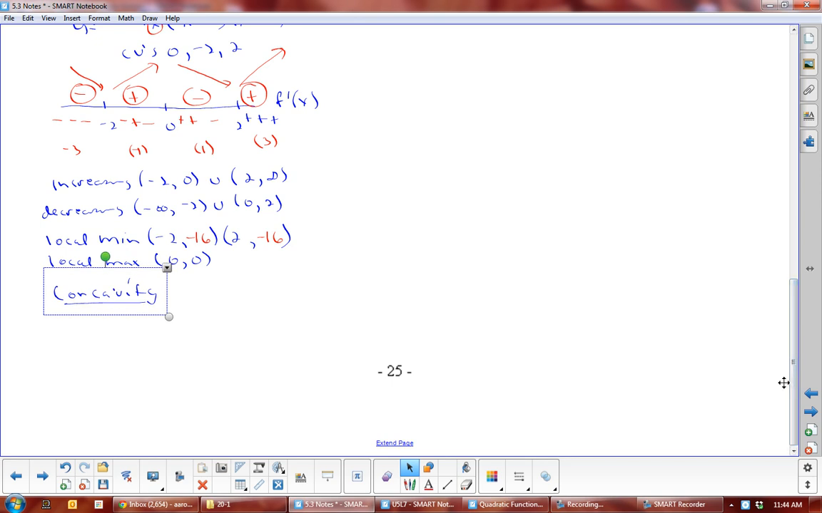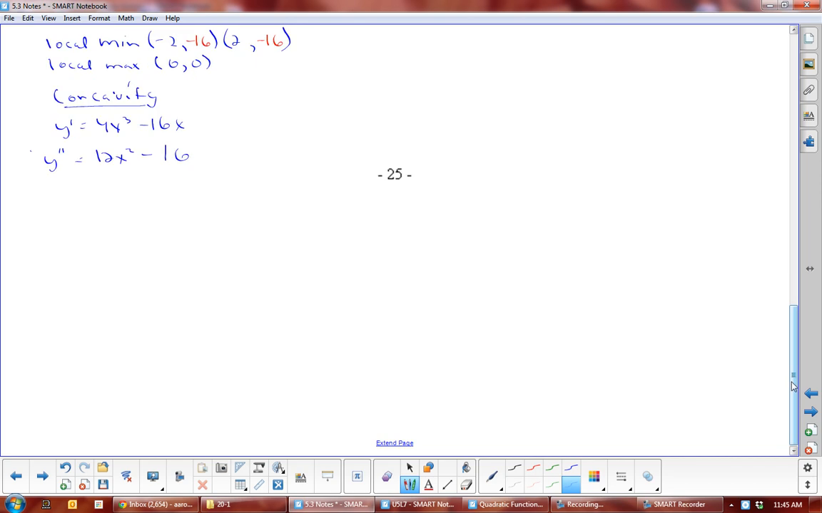Okay, second derivative for concavity, right? So what were we? We're at 4x cubed. So let's just write that. Y prime was 4x cubed minus 16x. So y double prime would be 12x squared minus 16. Okay, so let's factor that out. I'm going to take out 4, is the best I'm going to do. 3x squared minus 4.